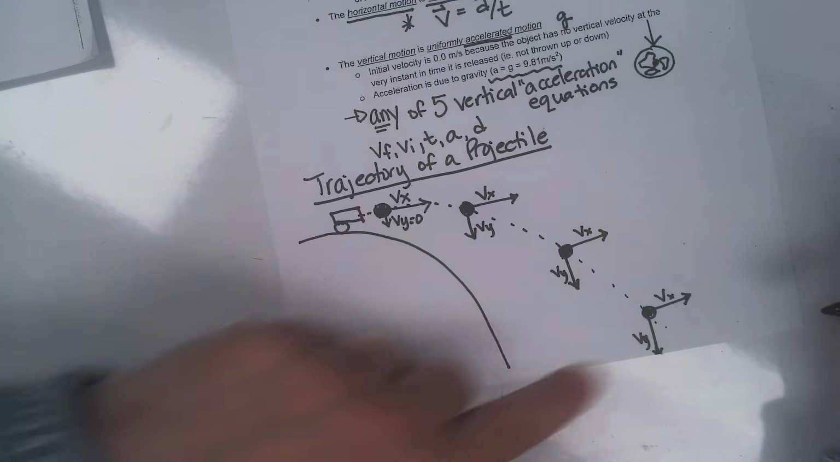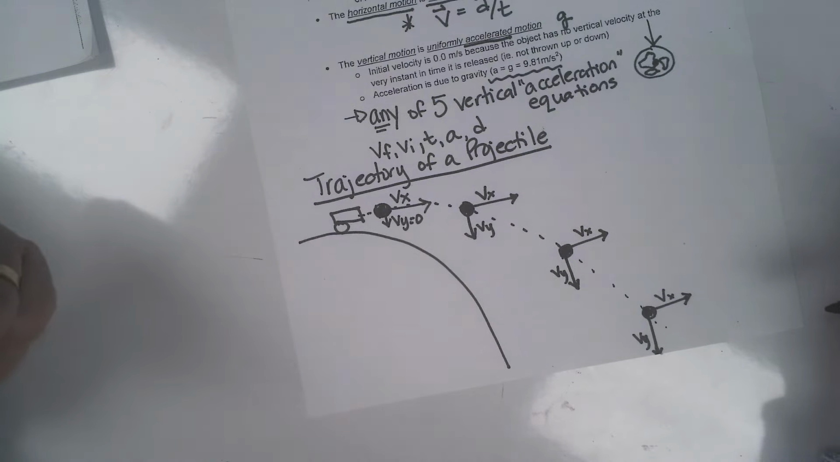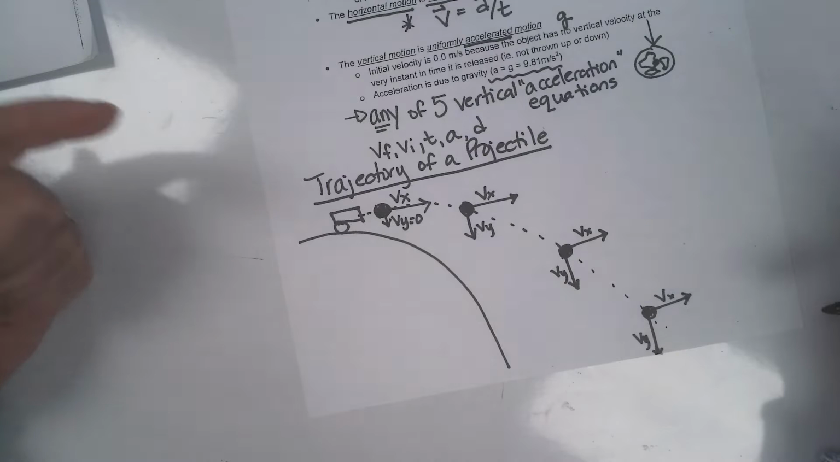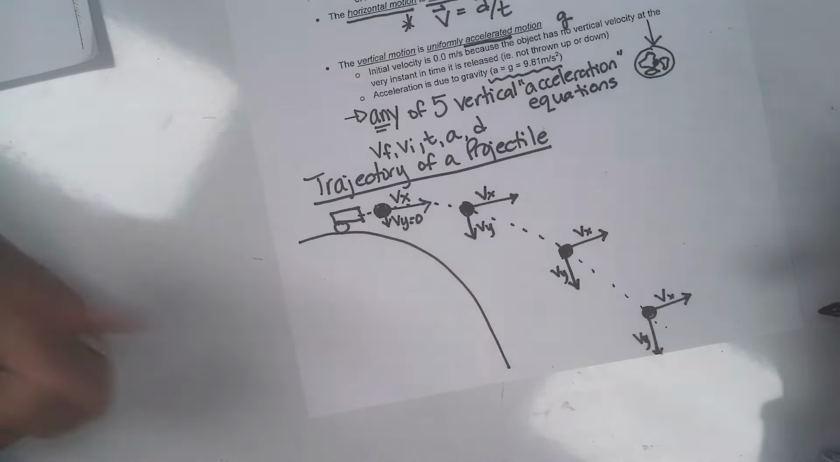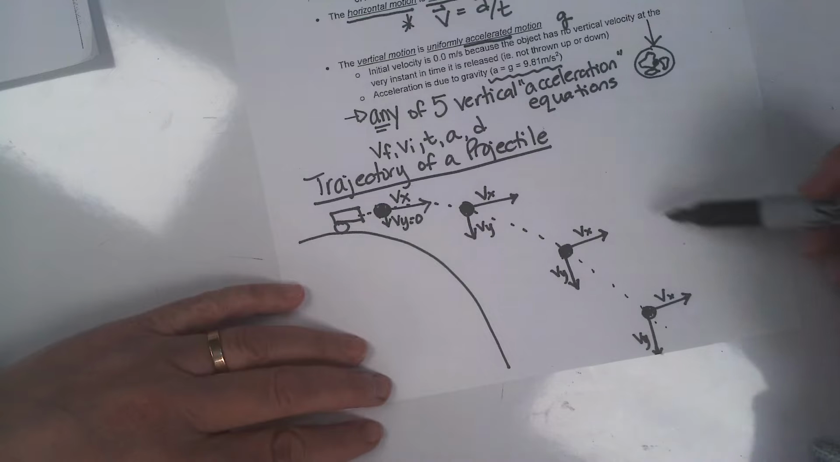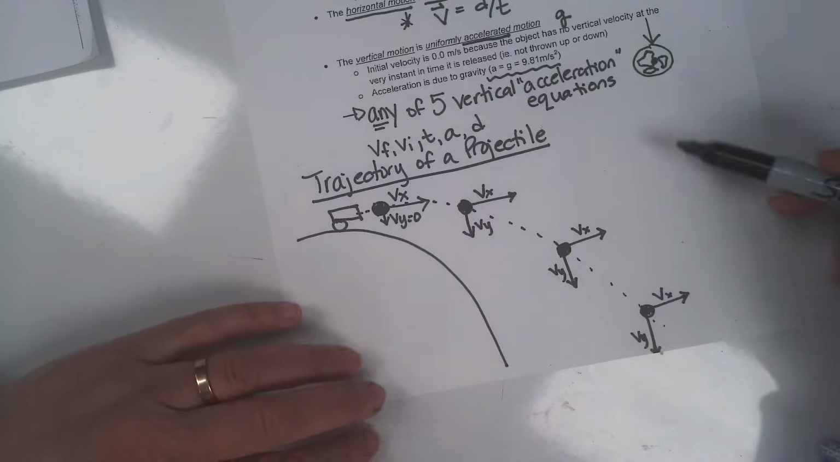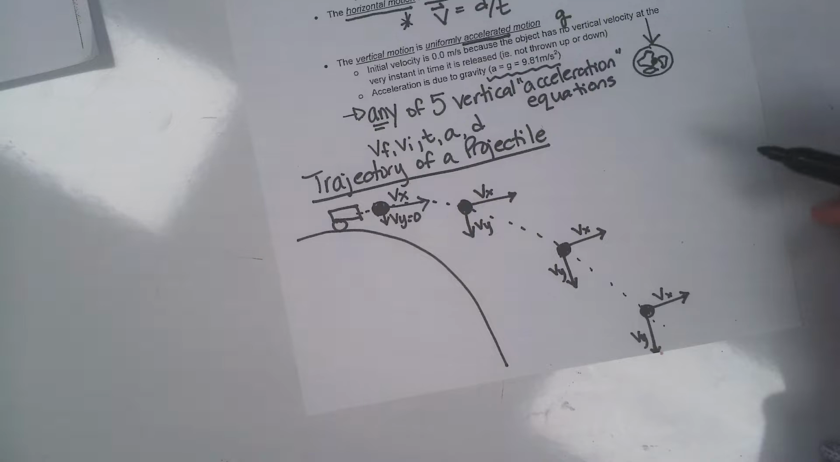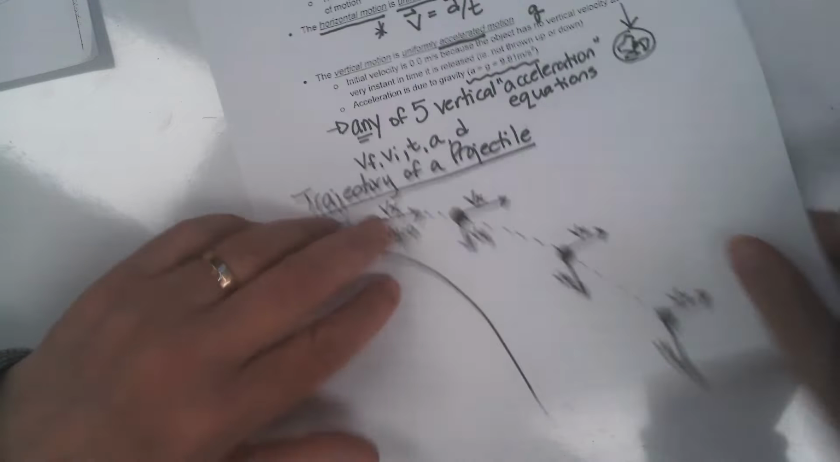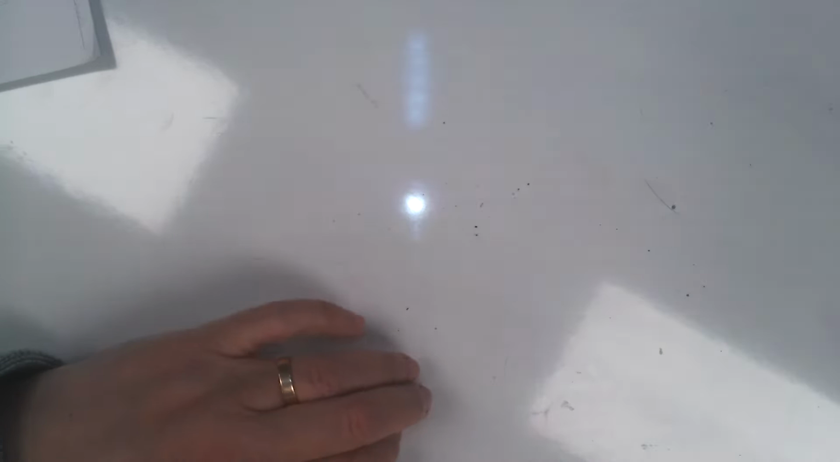Now we know that eventually this cannon is A, going to hit its target, or B, hit the ground, and there's going to be no motion in either the vertical or the horizontal. But this is what we're looking at when there's no other forces at play. This is just moving other than gravity. So let's look at an example of what that looks like.